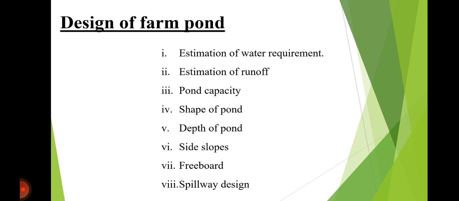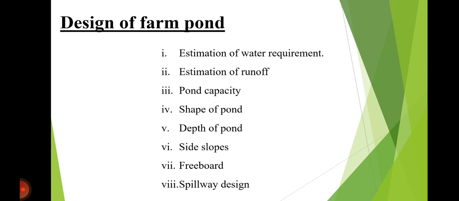So the last step is spillway design. The spillway should safely pass excess runoff. Small farm ponds generally use an earthen spillway, pipe spillway, or masonry waterways. The spillway capacity is determined from the peak runoff rates of the catchment.